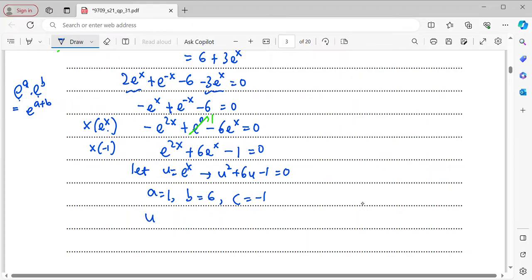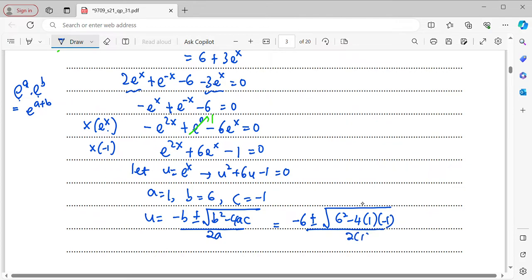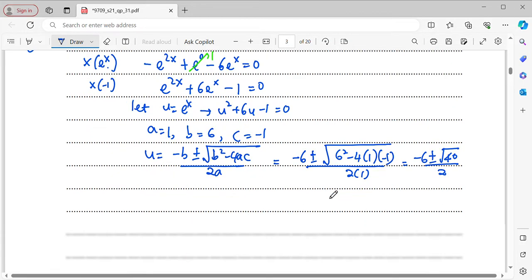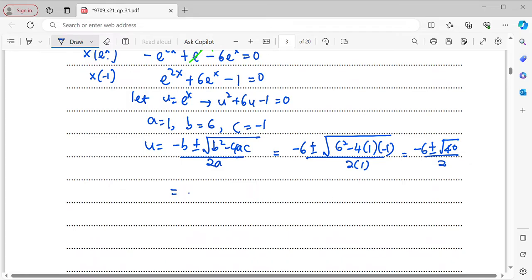Now, my u is minus b plus or minus the square root of b squared minus 4ac, over 2a. This is the quadratic formula. Then I will just replace all the a, b, c, and you will be getting minus 6 plus or minus the square root of b squared minus 4ac over 2a. A is 1. So from here, you will be getting minus 6 plus or minus the square root of 40 over 2. And now we simplify. So it will be negative 3 plus or minus the square root of 40.